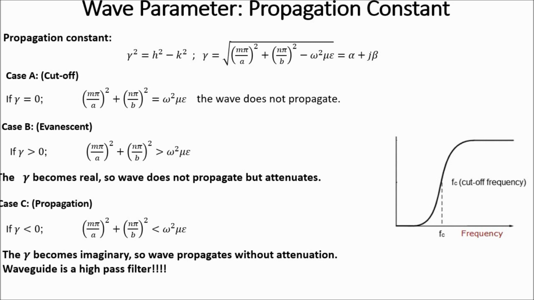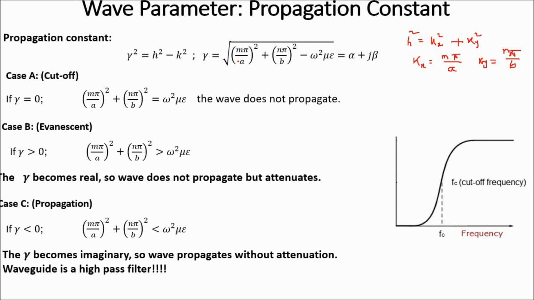As you know, the propagation constant gamma square is equal to h square plus minus k square, where h square is equal to kx square plus ky square, and kx is equal to m pi over a, and ky is equal to n pi over b, where a and b are the dimensions of a rectangular waveguide. So a could be the length of the waveguide and b is the width of the waveguide.